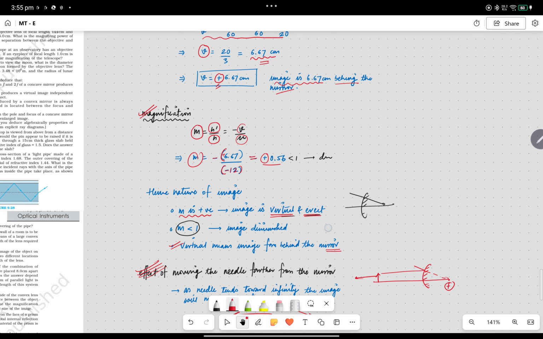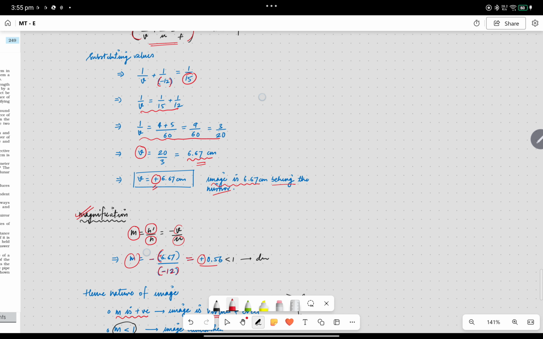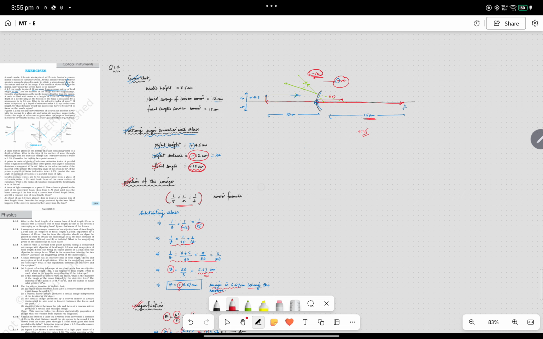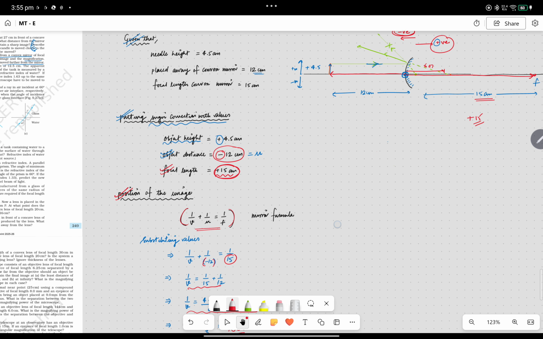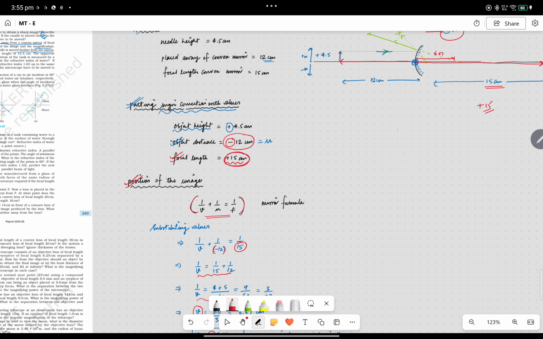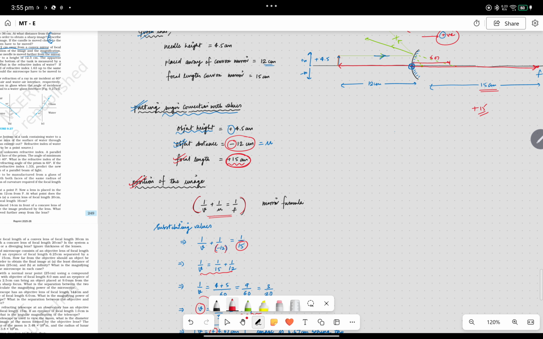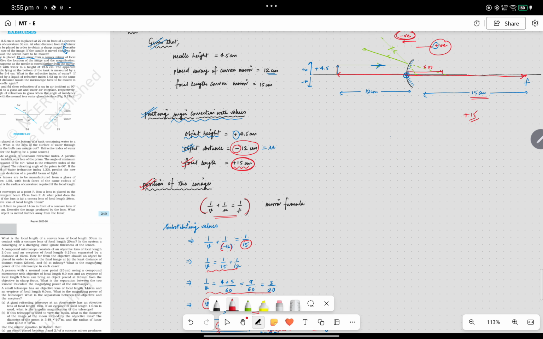I hope it is understandable to you, and it is a very easy topic. You just have to know the sign convention, put the values in, and know what the positive and negative signs mean in different scenarios, right? Once you know that, it will be very easy for you. Okay.